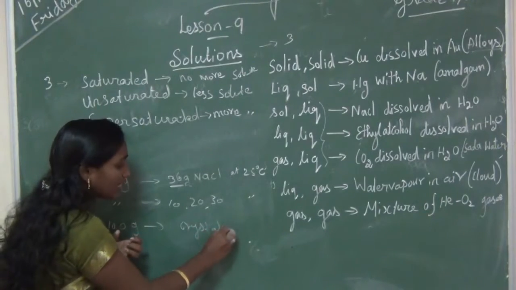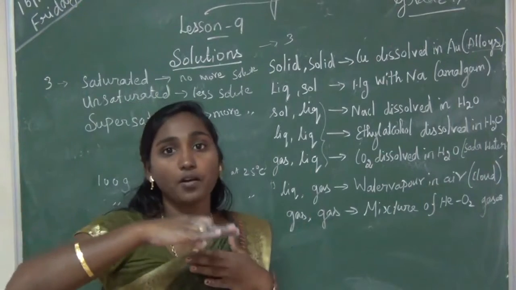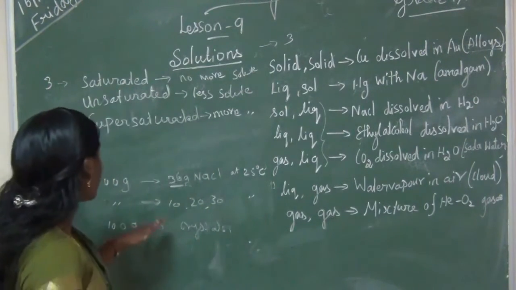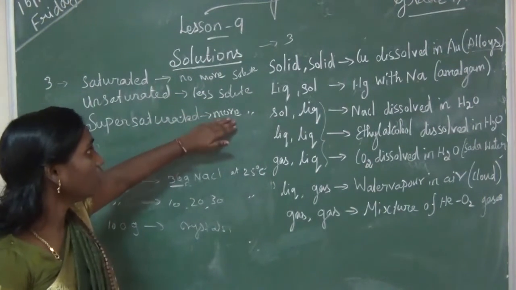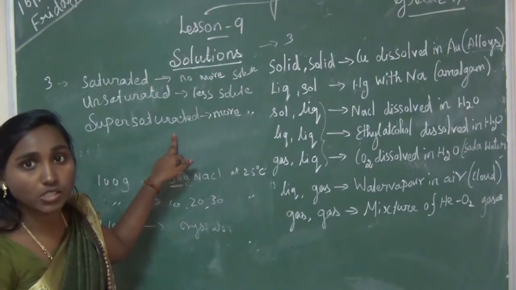We can see the crystals settle at the bottom of the solution. It cannot be dissolved properly. So that is called a supersaturated solution. More solute than that of saturated solution is called supersaturated solution.